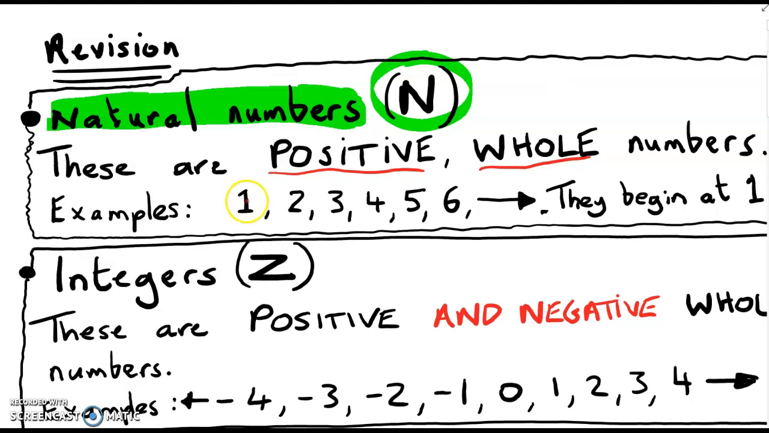So they begin at 1 and they're the counting numbers. So 1, 2, 3, 4, 5, 6, all the way to infinity. They don't end, but they do have a starting point, and that is at 1. Okay, the first natural number is 1. 0 is not a natural number. Okay, so the first type of number are the natural numbers, N.